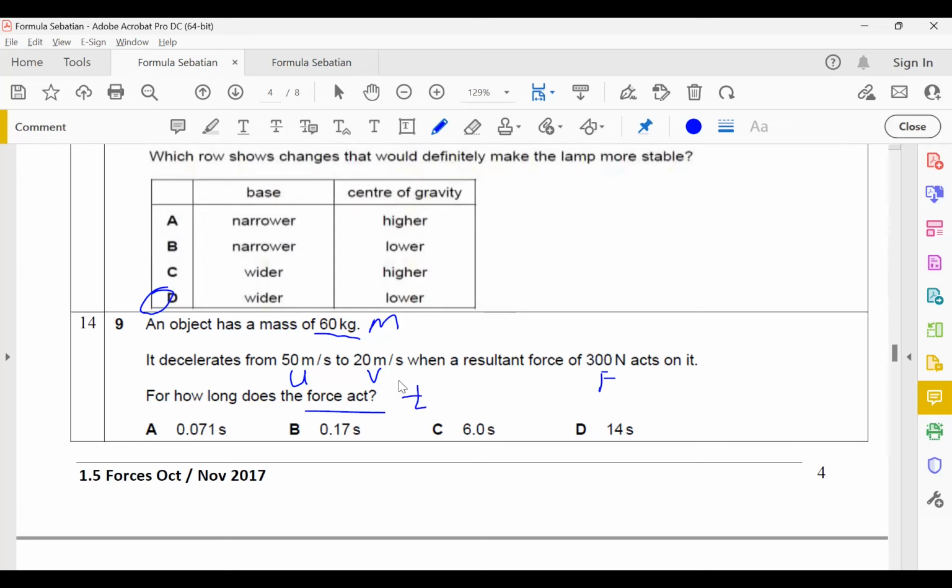You have M, you have F, V, U, and T. We're looking for time. Look at V and U, obviously there's only one formula to use, right? It's equal to your acceleration, right? But the question here is, I have V, I have U, I don't have A, and I'm looking for T. Yeah, I need to find the A first.